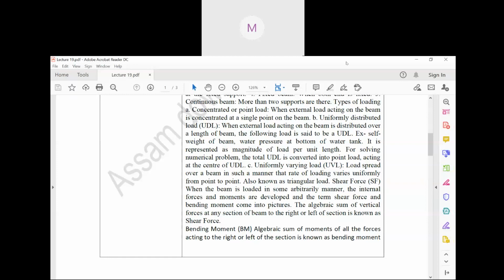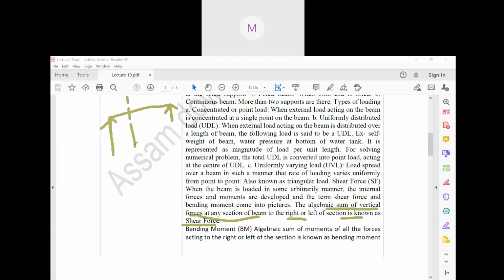Look, the algebraic sum of all the forces that are acting to the right or left of a section is known as shear force. So suppose this is the beam. We cut the beam in half. Suppose there is one force acting here, and if this is the support, it will also give one reaction force. So these are the two forces that are acting. If you add these two forces, the algebraic sum of these two forces acting to the right of this section will be the shear force.